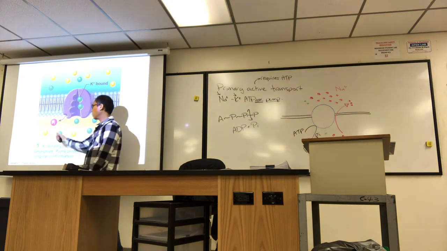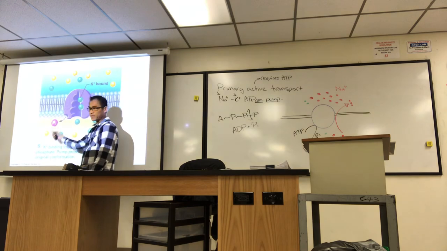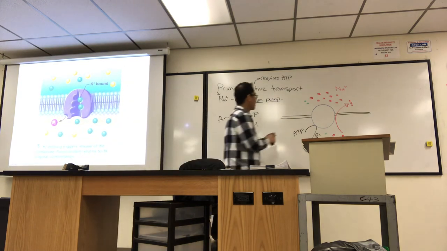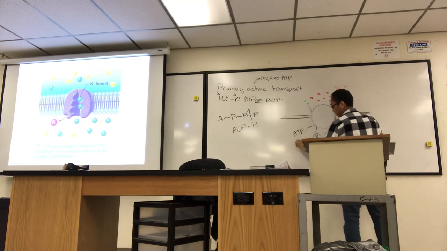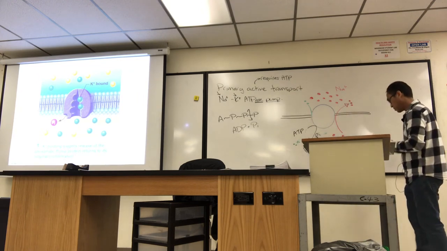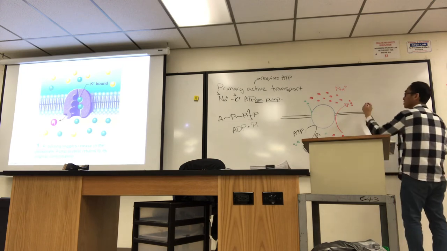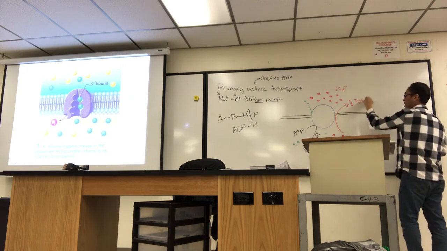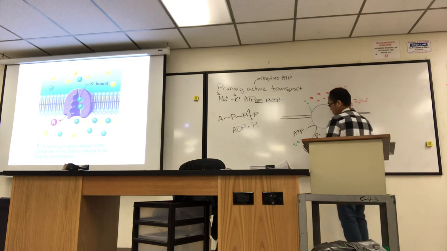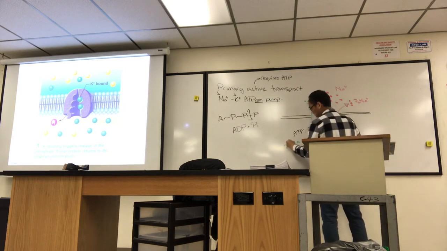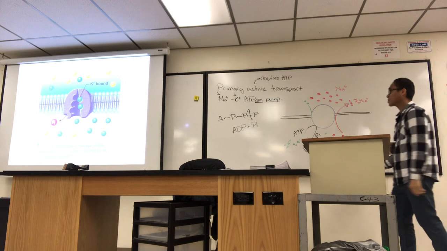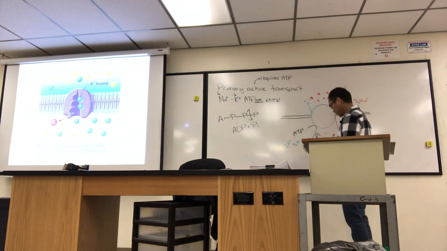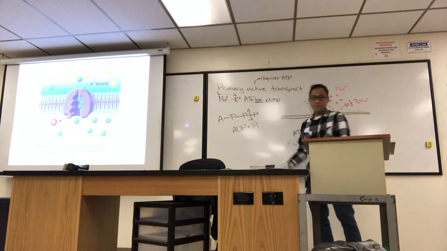Okay. And that's when you liberate the inorganic phosphate from that space. So I'm just going to simply transport these two molecules into the cell against their concentration gradient. So you've exchanged, against their concentration gradients, three sodiums for two potassiums. This is the primary active transporter. I should probably write that on the board somewhere. Well, it's right there, primary active transport. The sodium, potassium, ATPase pump.